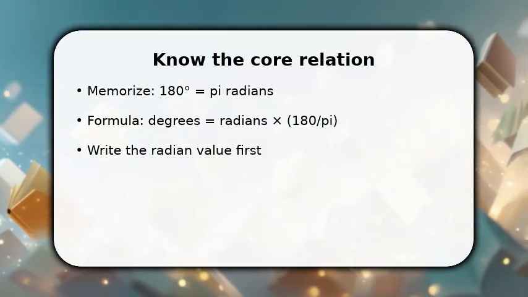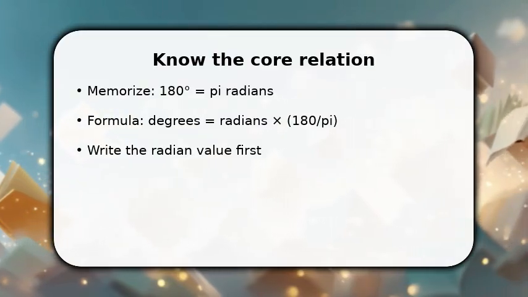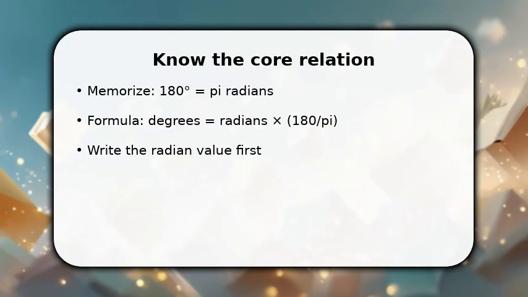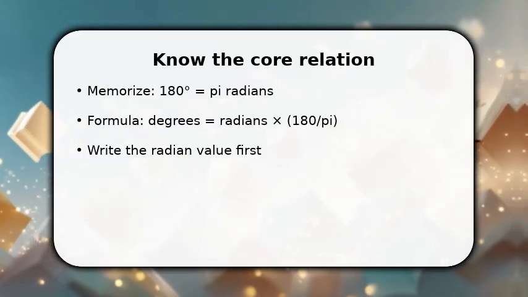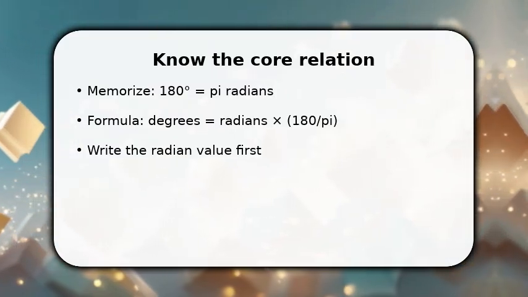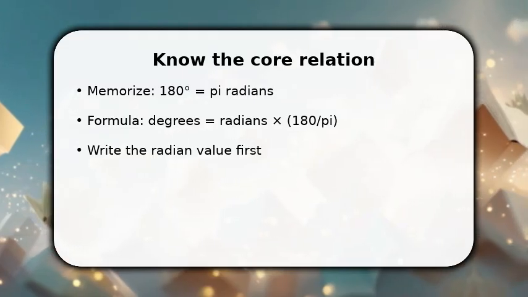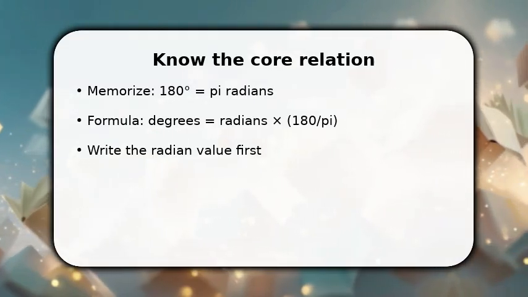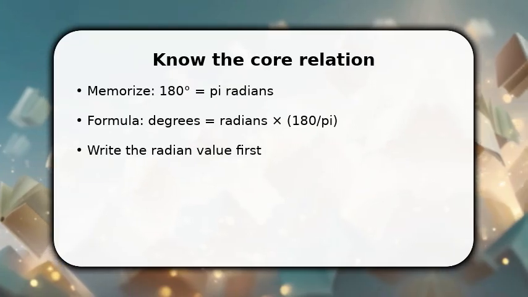You start by using the fundamental relation, 180 degrees equals pi radians. Once you know that, write down the radian value you must convert. Immediately apply the formula degrees equals radians times 180 over pi. This is the only valid method.